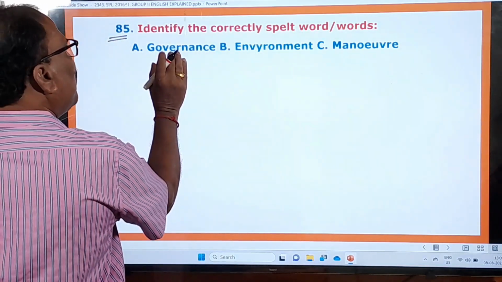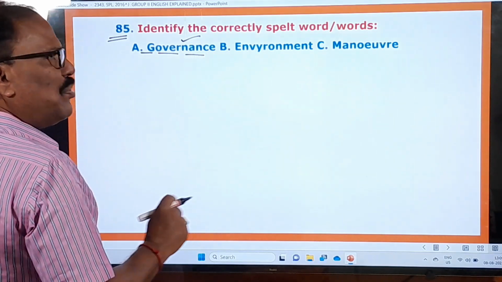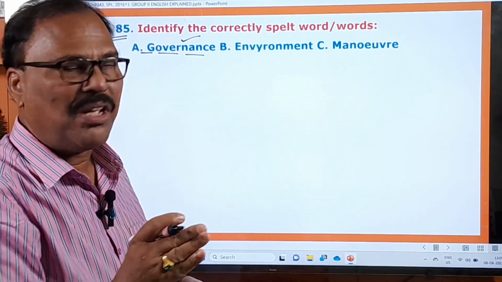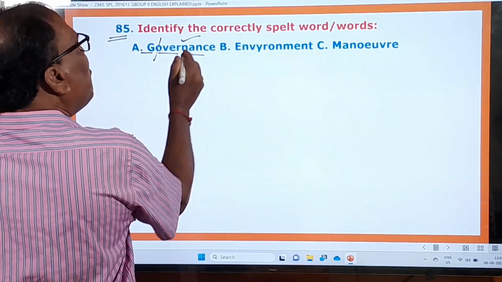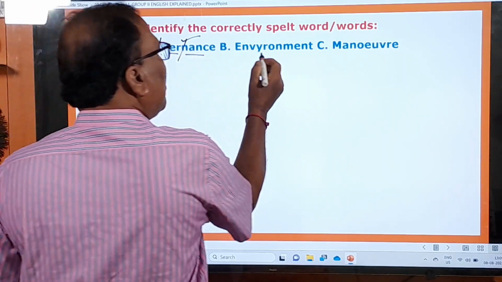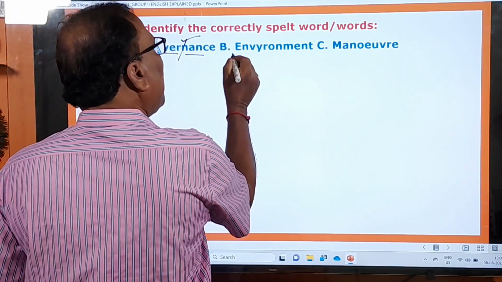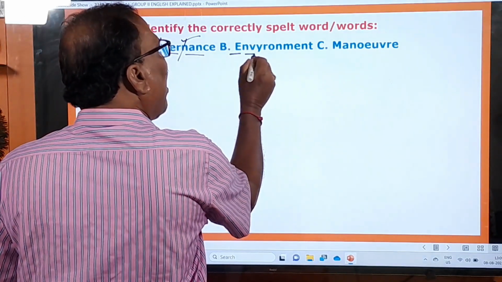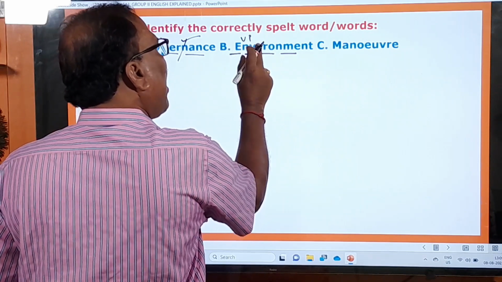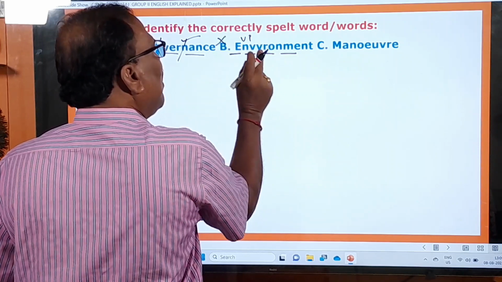So if you look at the first word, this is absolutely correct. Governance. Whenever you try to see the correct spelling, you must cut the word into syllables. Okay, this is absolutely correct. But here the second is environment, as per the Indian pronunciation. But here the spelling is wrongly given. Instead of VI, VY is given, and that is why this word has a wrong spelling.